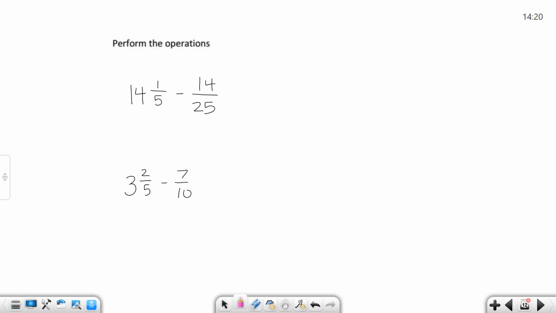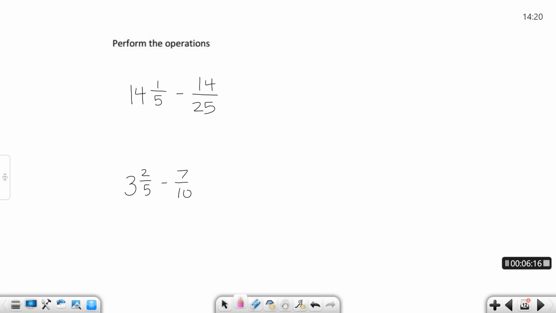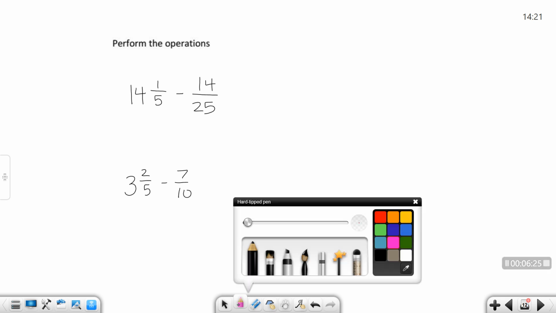Okay, so then we have subtraction. I think they're just trying to help you out with what you did on the previous section. I'm going to pause it for just a second. Okay, now we're ready. I'm going to subtract these, but I can't subtract them right now because they don't have a common denominator. So I need to get a common denominator.